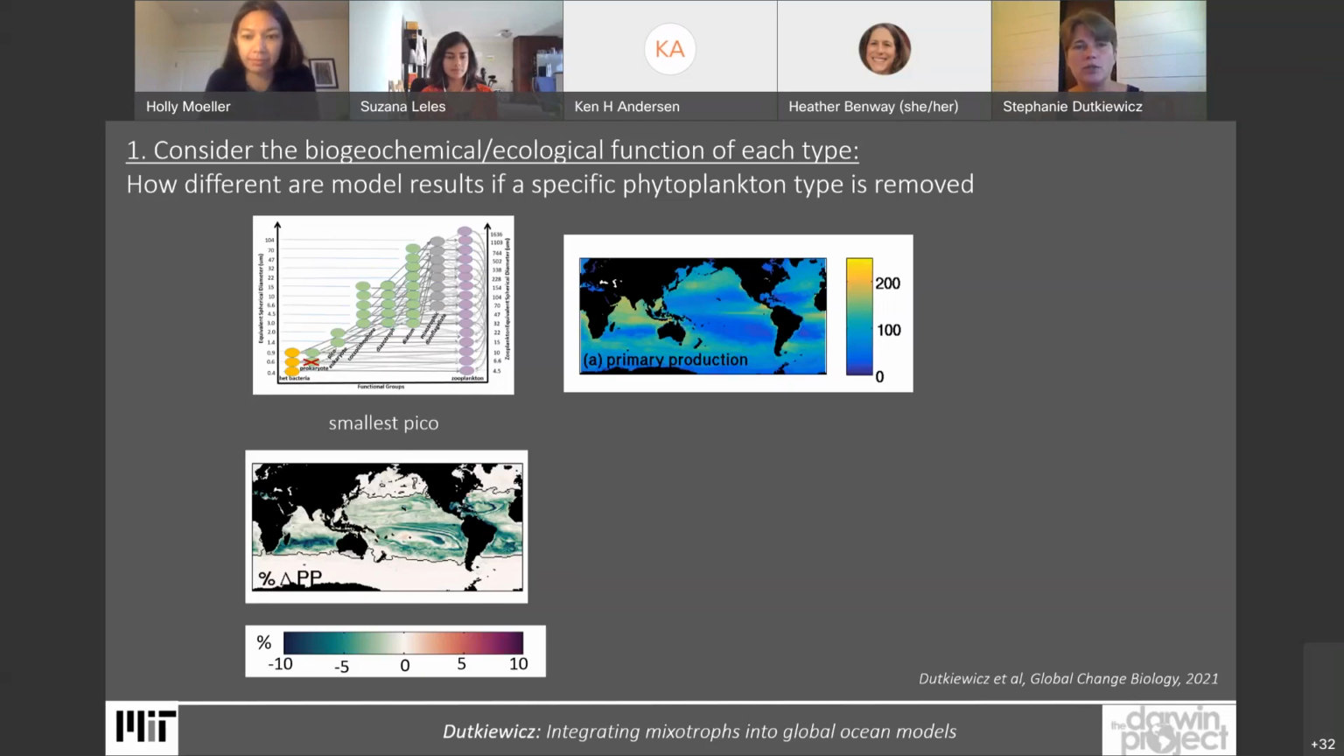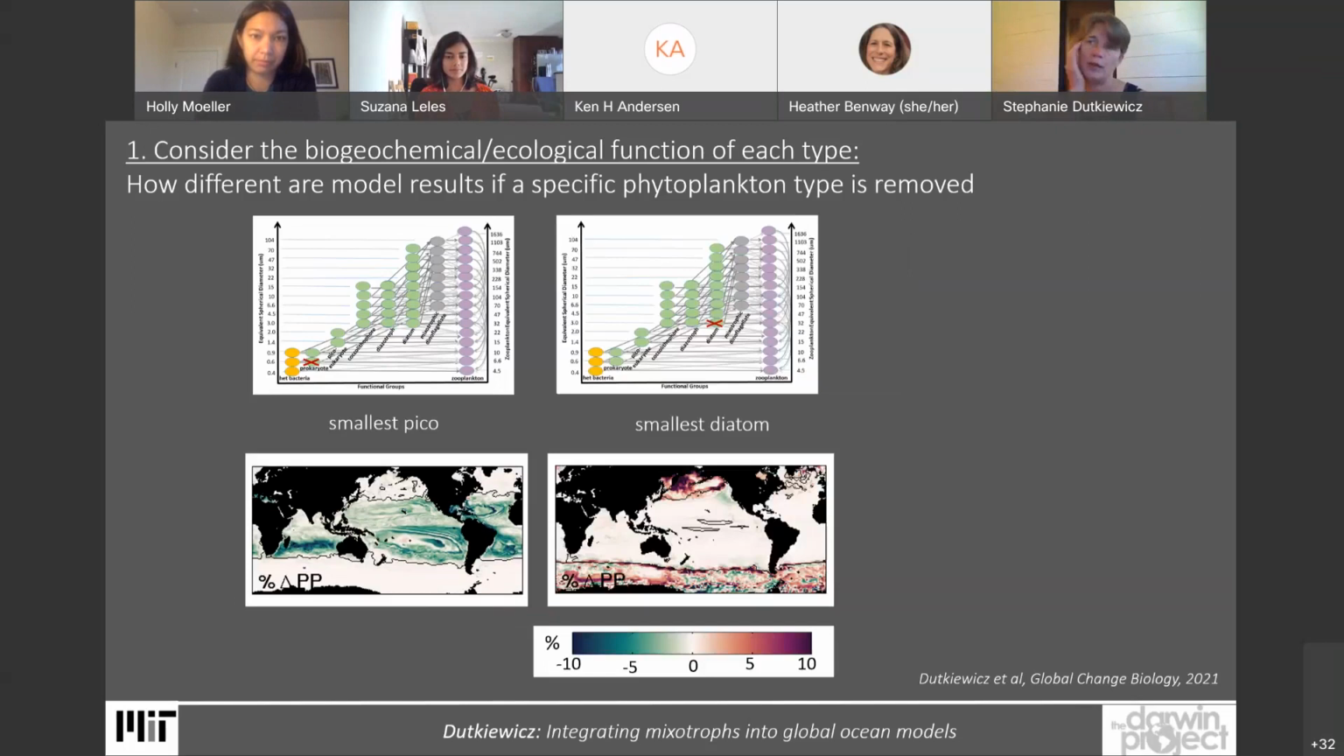It's a percentage change in primary production when we've removed the smallest phytoplankton, then run this model back out and then compared it to the run with the smallest phytoplankton. And these colors are actually saturated. In some regions, there's about a 20% change in primary production between these two simulations.